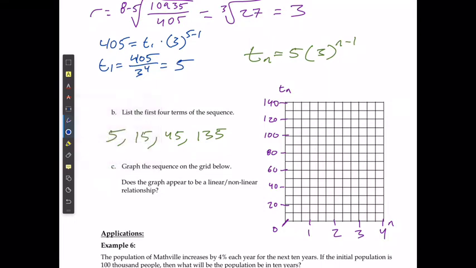I start out with my first term being 5, then my second term is 15, then I go up to 45, and then I'm going to go up to 135. Does this graph appear to be linear or nonlinear? It is definitely nonlinear.